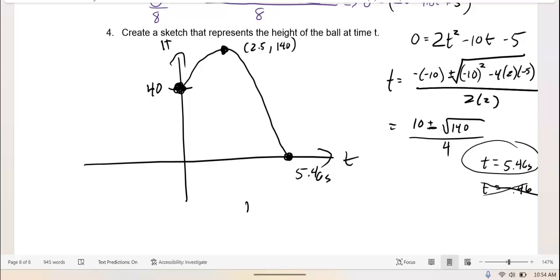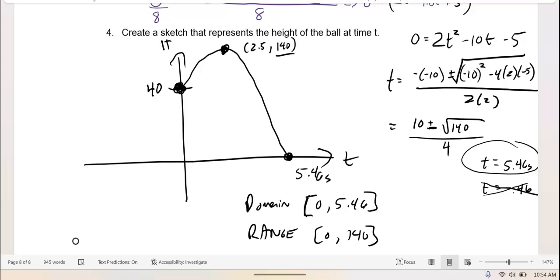Okay, and then if I ask for a domain, we could do that because I'm looking at it. 0 to 5.46, and I guess we'd include both of those. And we could even do the range. 0 to, and we know what the maximum is, right? Because we have the vertex, 140.